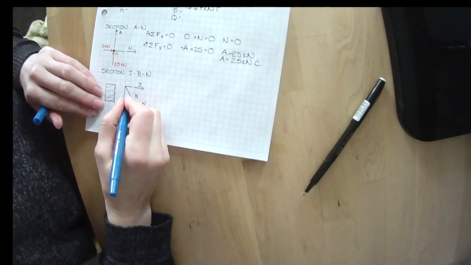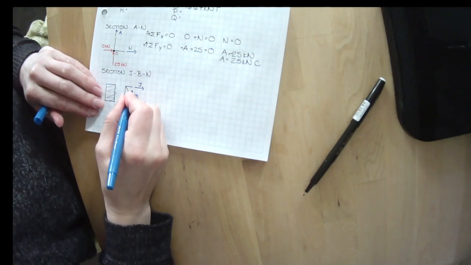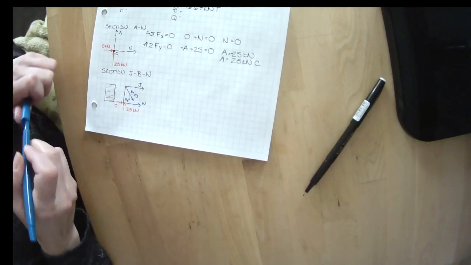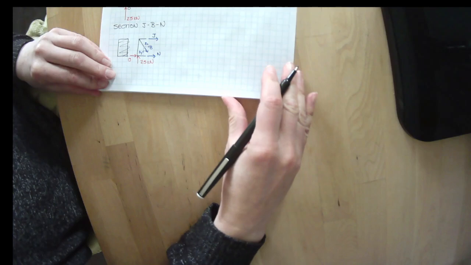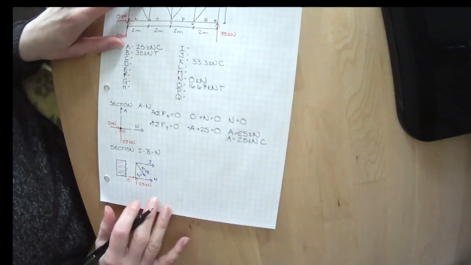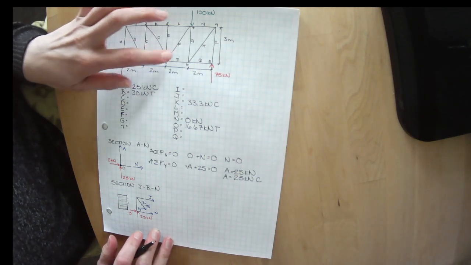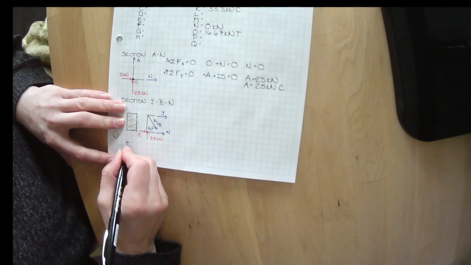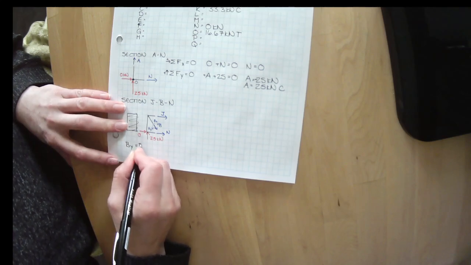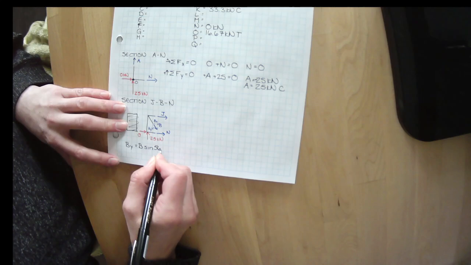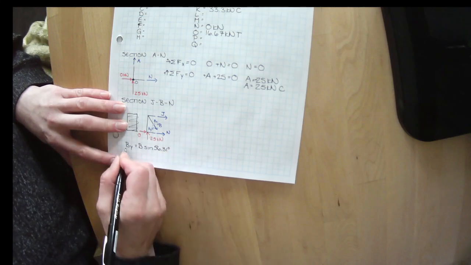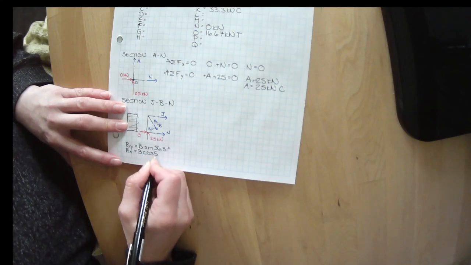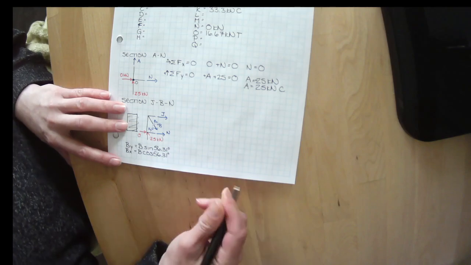We know that B can be broken up into Bx and By. And we know from previous versions of this, all of these angles relative to the x-axis are the same. We know that By equals B sine 56.31 degrees, and Bx equals B cos 56.31 degrees.